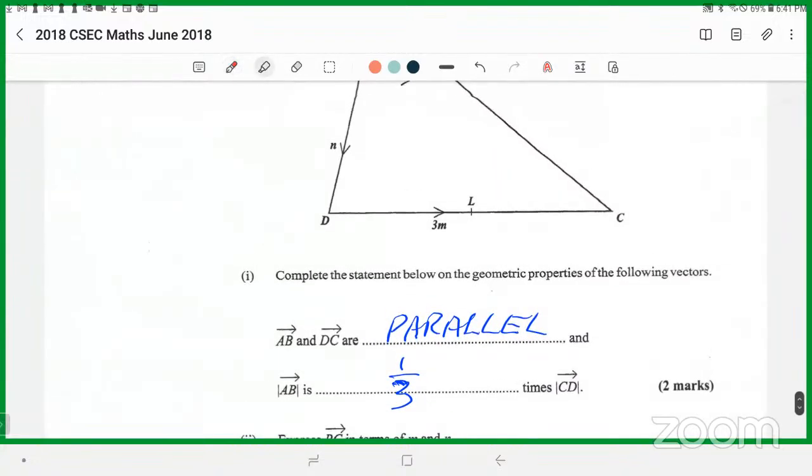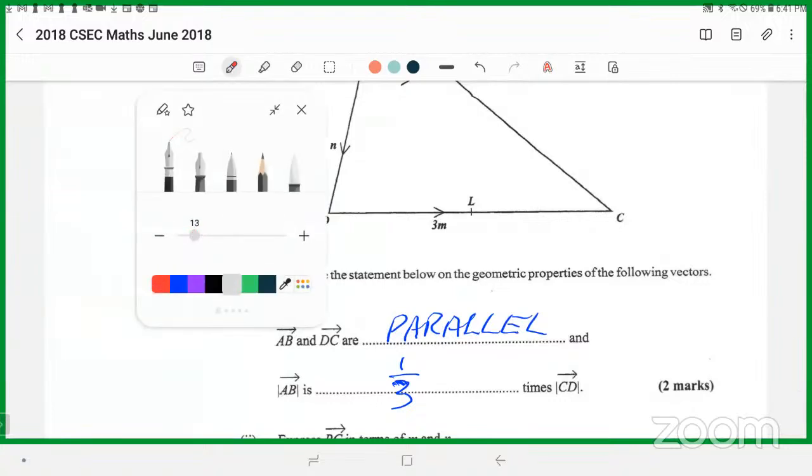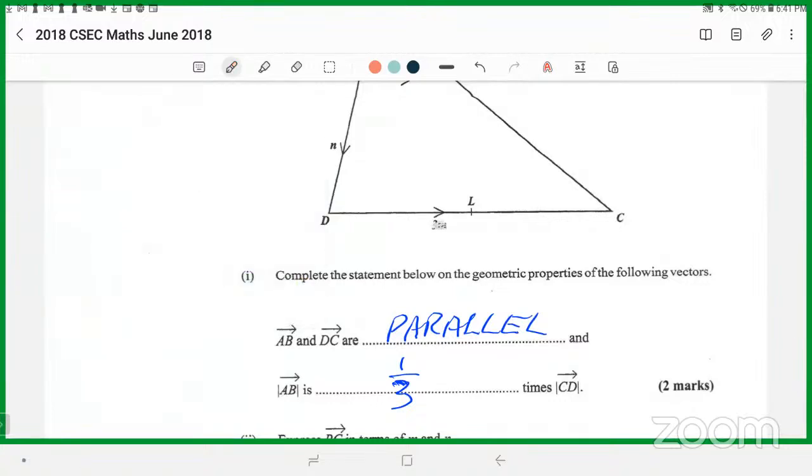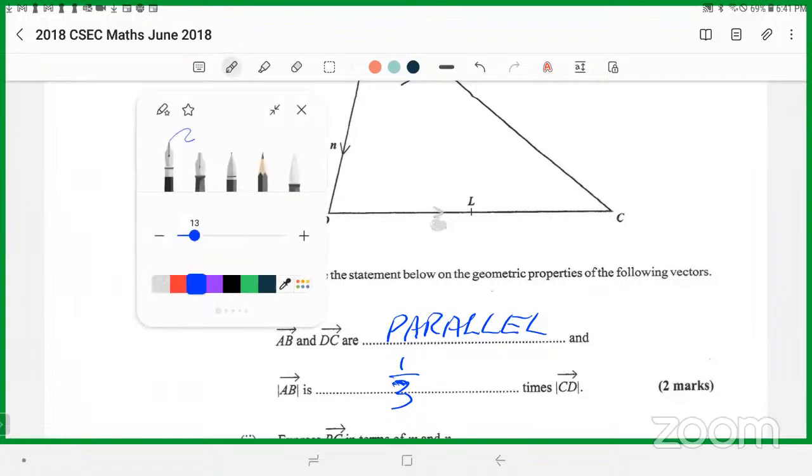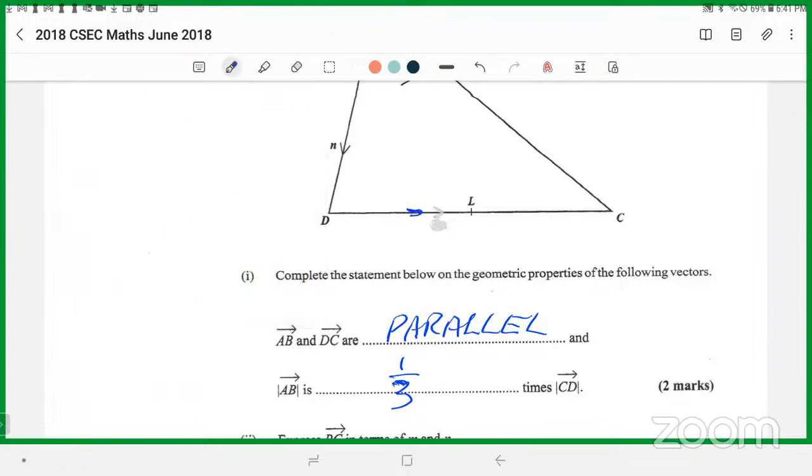me write about this now. The whole thing is 3m. Let me erase this. The whole thing is 3m. It means that right here is 3 over 2m. And from L to C is another 3 over 2m. It's like you have a 3m and you divide it in 2. So you have 3 over 2 and 3 over 2, right? Good at that?